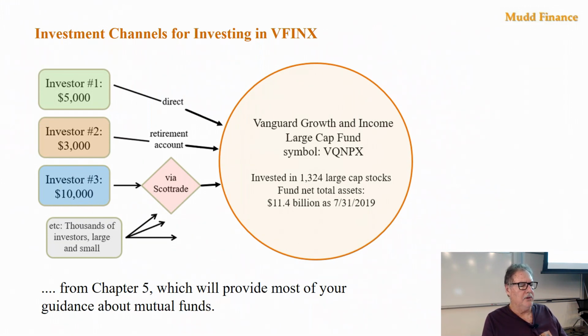So the one that I'm using as an example is the Vanguard Growth and Income Large Cap Fund. The symbol for that, and they have symbols just like stocks, is VQNPX. And this enormous fund invests in 1,324 large cap stocks, large cap only. And the fund had net total assets of $11.4 billion as of July 31st, 2019.